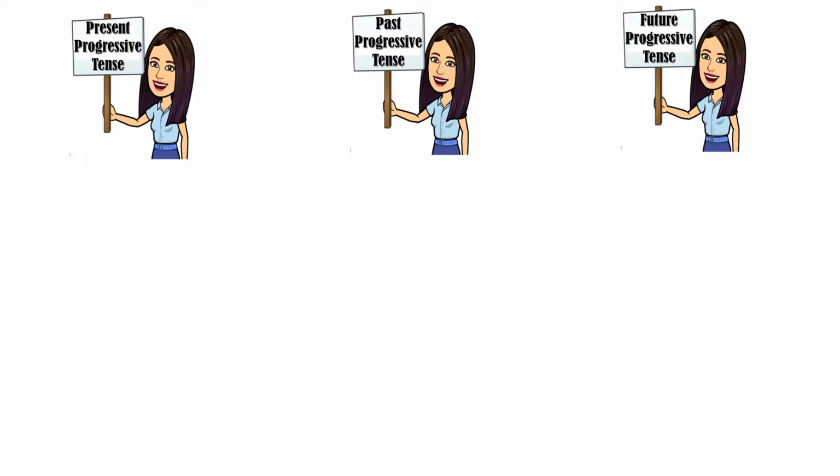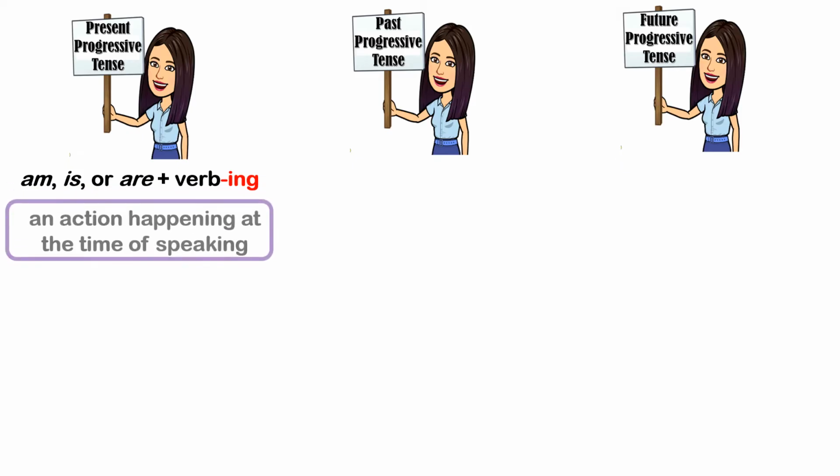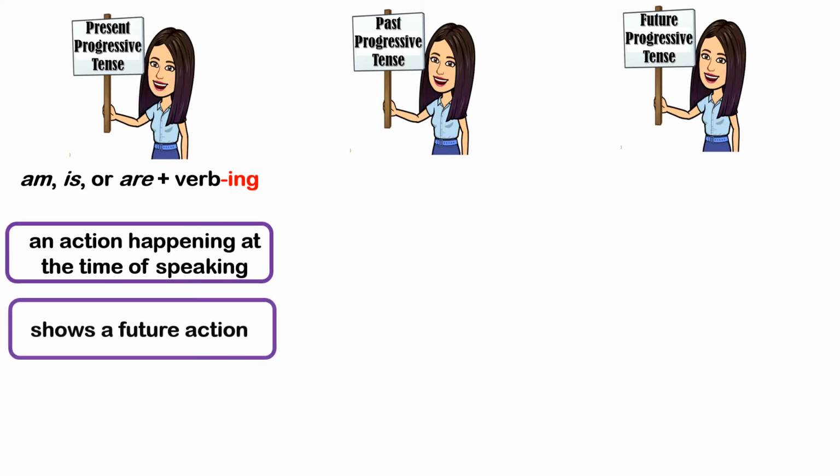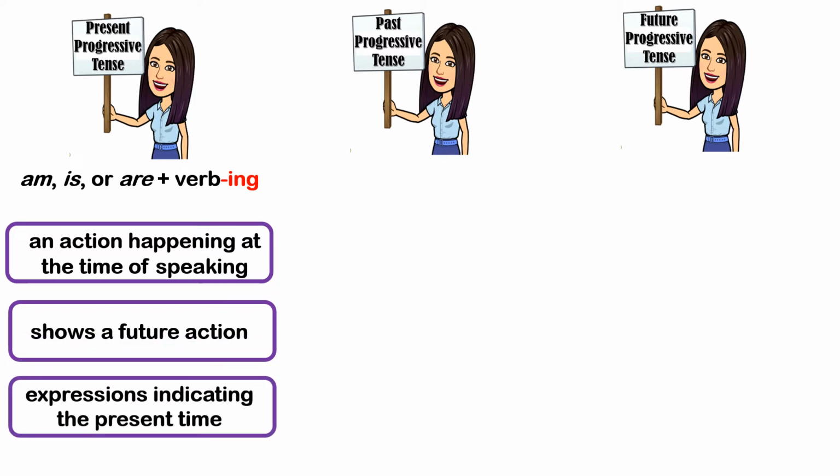Let's have a recap. Present progressive tense. The structure is am, is, or are plus the ing form of the verb. It is an action happening at the time of speaking. It shows a future action. Expressions indicating the present time.